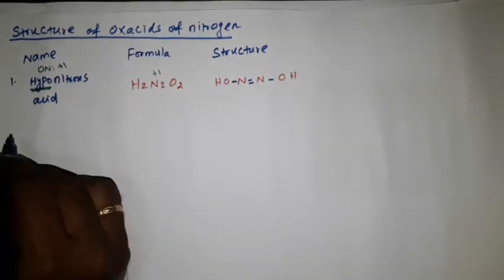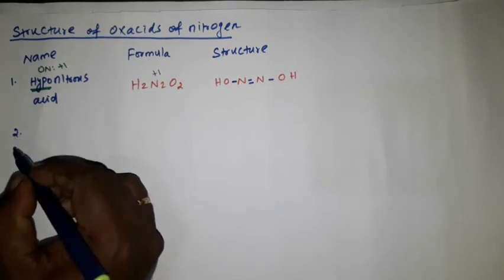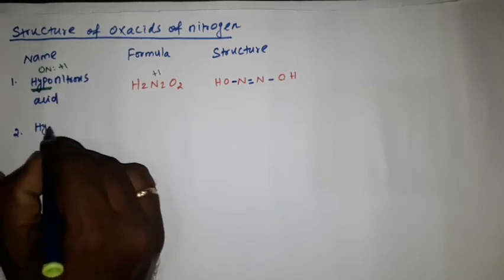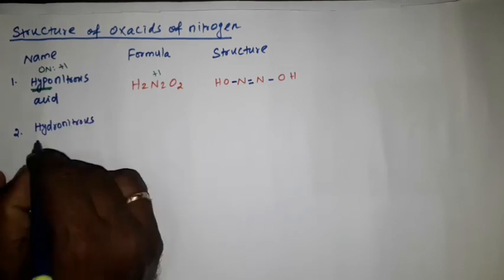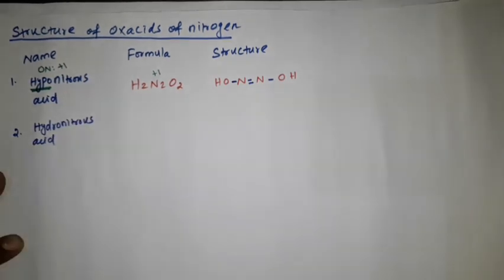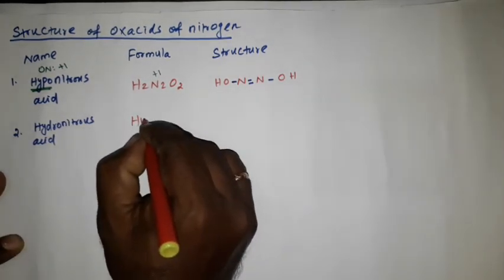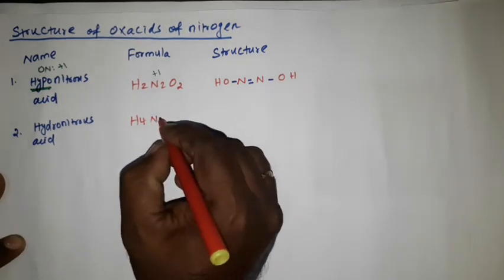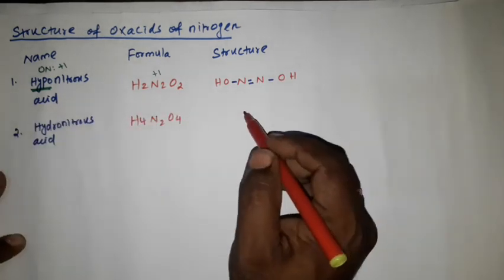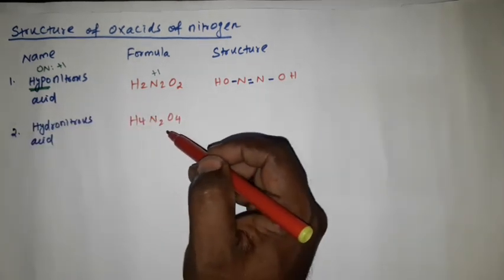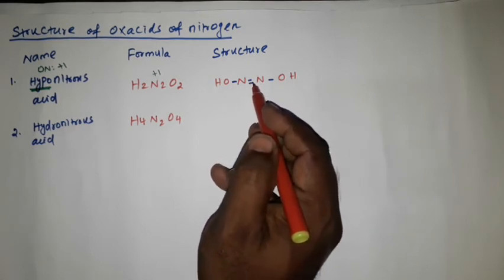Then second type, that is hydronitrous acid. Second type is hydronitrous acid. That formula is H4N2O4. See here, between this nitrogen, double bond is here.